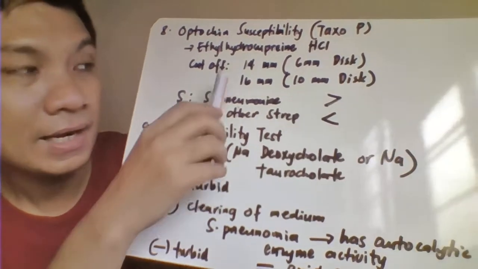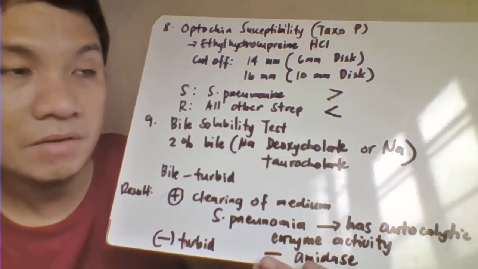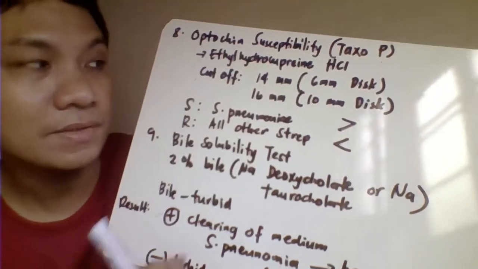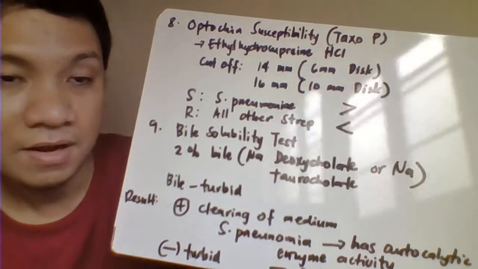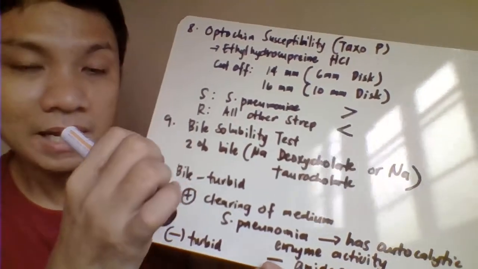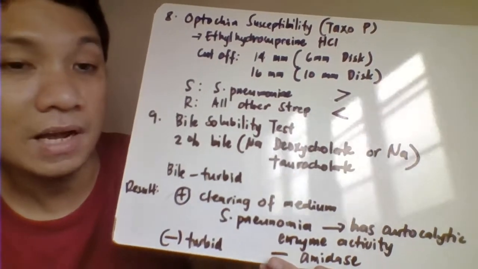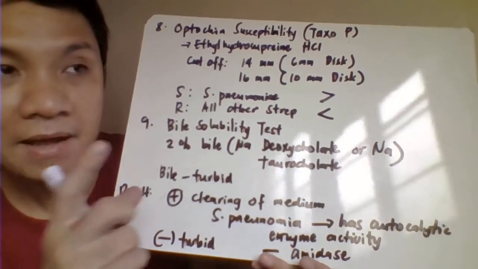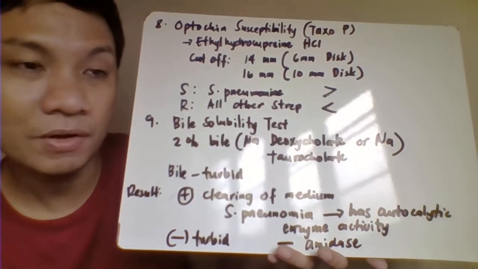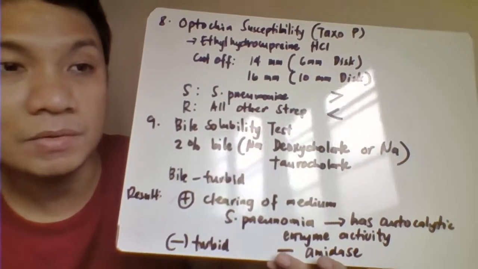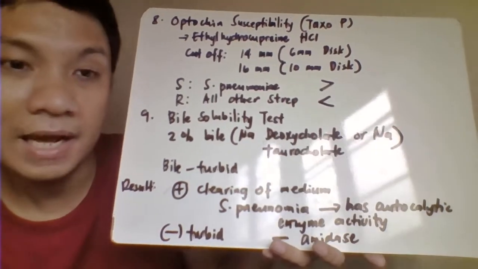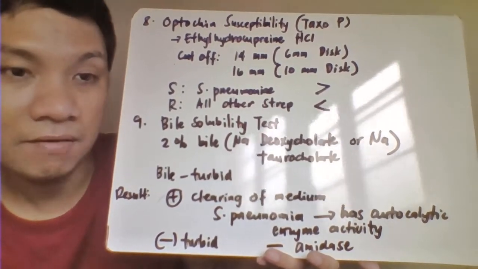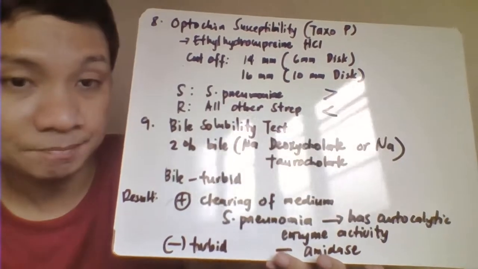So, the cut-off of our zone of inhibition, if you are using a 6mm disc of optochin, so 14mm is our cut-off. But if you're using a bigger disc of optochin, that's 10mm, the cut-off is 16mm diameter. So, anything with a zone of inhibition more than the cut-off, we consider susceptible. Anything with a zone of inhibition less than the cut-off, we consider resistant.